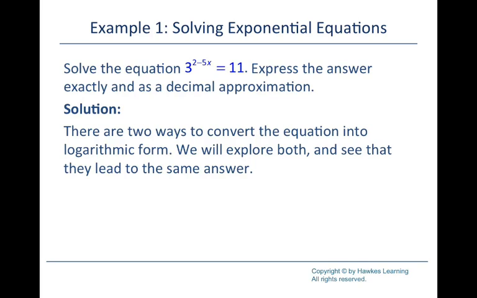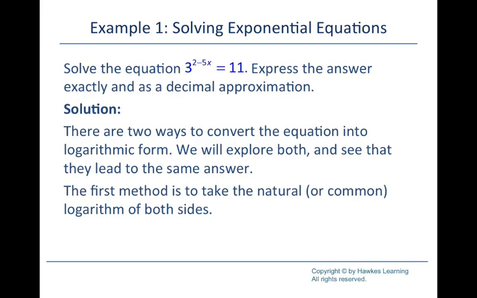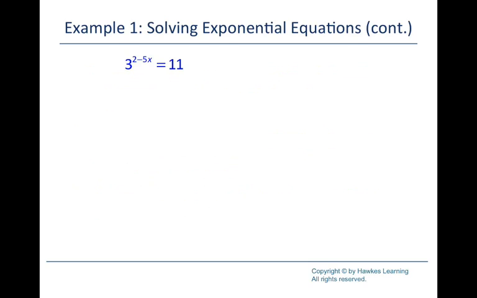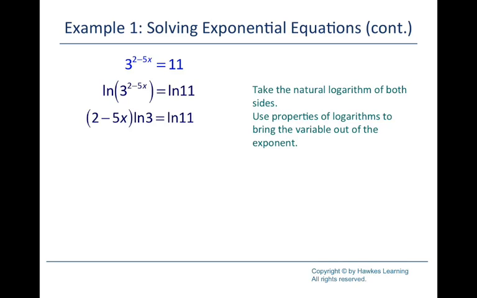What you're going to do is take the natural or common log of both sides. So we're going to do here the natural log of 3 to the 2 minus 5x equals the natural log of 11. Now that exponent, 2 minus 5x, is going to end up coming in front, like the exponent rule says. And so you have 2 minus 5x times the natural log of 3 equals the natural log of 11. Now you're going to divide by the natural log of 3. And that will give you a number when you put it in your calculator.